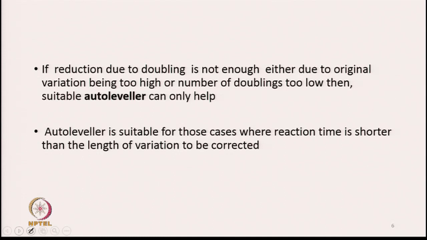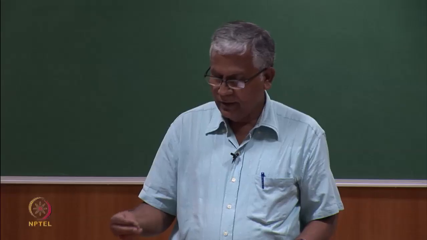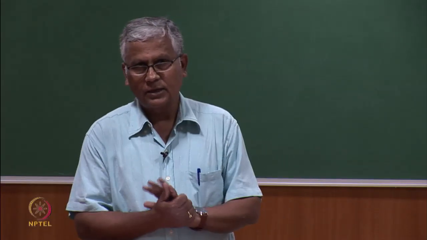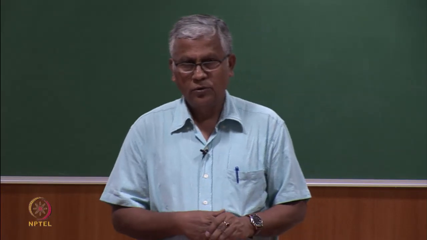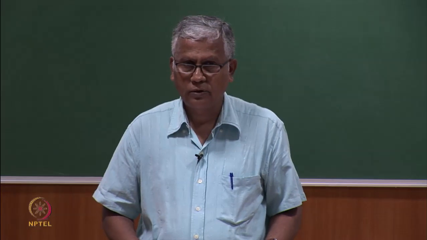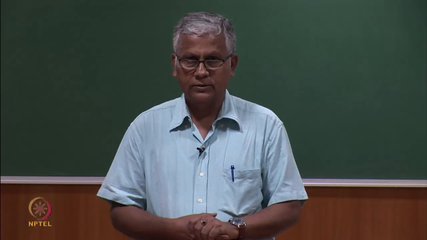So, if the reduction of CV due to doubling is not enough, either due to the original variation being too high or the number of doublings too low, then a suitable autoleveller can only help us. By doubling we may not be able to achieve the desired CV in the sliver. So, in that case what do we do? We depend upon autolevellers.